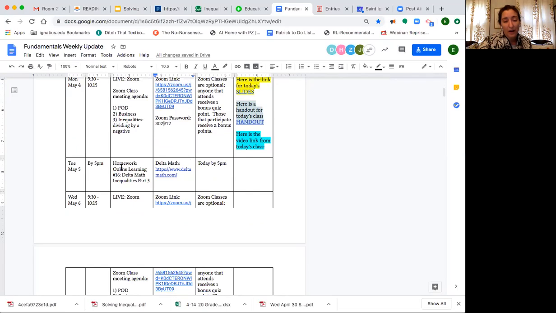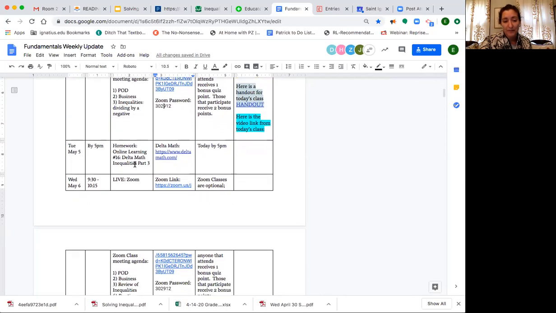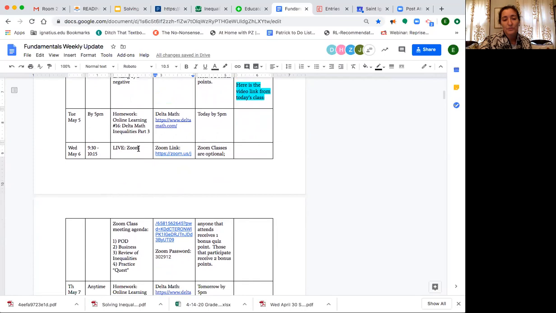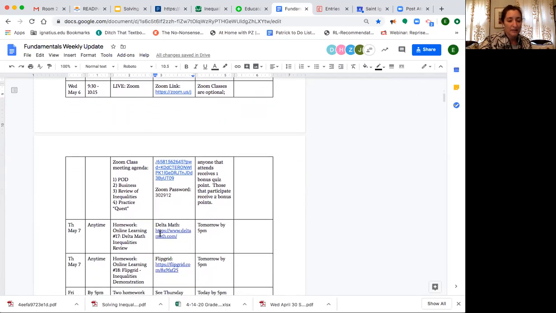You have 3 assignments this week. The first one is Delta Math Inequalities Part 3. That will connect to what we learned today. So that's the one that's due Tuesday by 5. And then Wednesday, we'll do some more learning and make sure we review inequalities, make sure everyone's on the right page, and do a practice test.